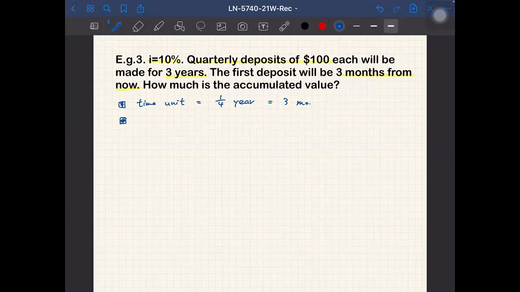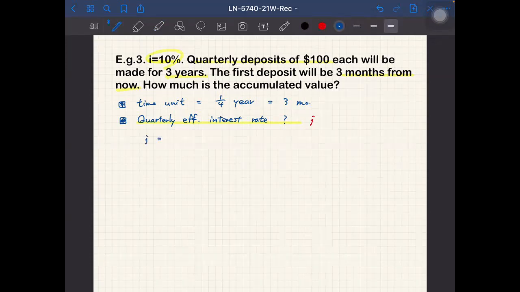So the quarterly effective interest rate. This is a key point. If we want to convert everything to a quarter, then the interest rate should also be for a quarter. So the effective rate, I would call this j. Then what is j? The annual effective rate is 10%.